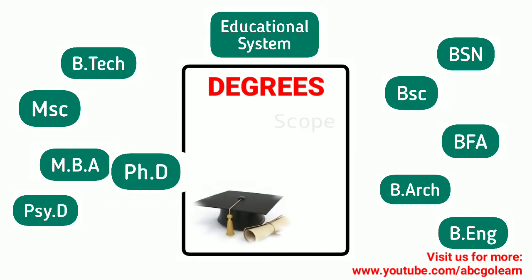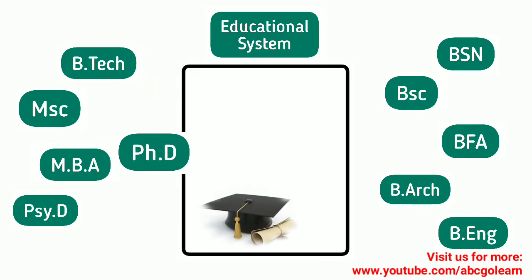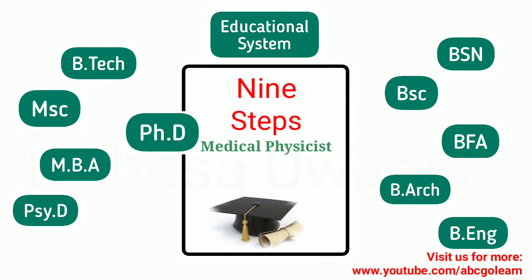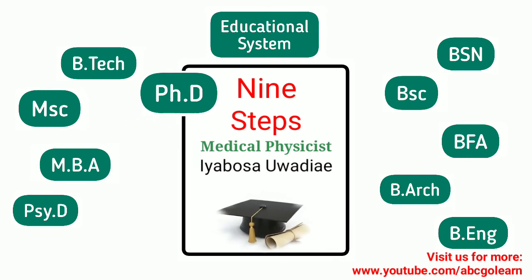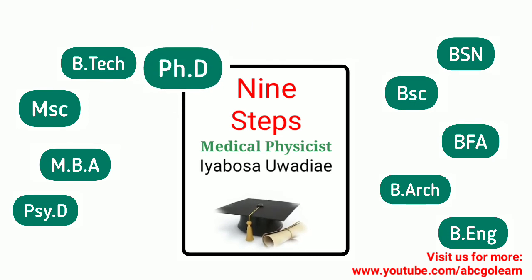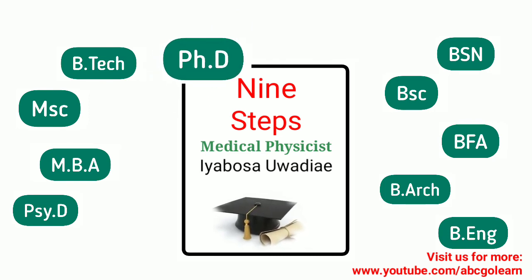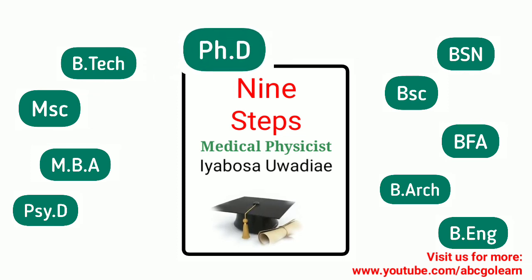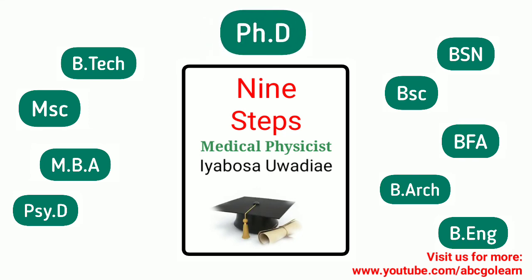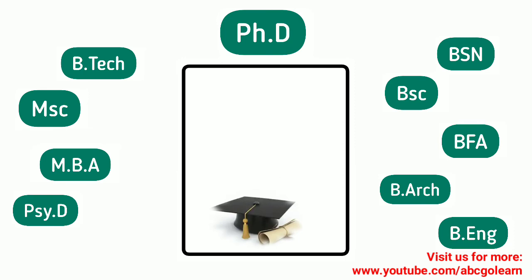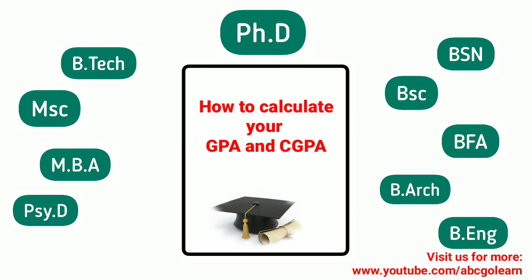Because of this, towards the end of this video, I will talk about the 9 steps a medical physicist, that's Iyabosa Nwandia, talked about. She came from the UK in 2014 after her master's degree to do what? To further her education, that's to get a PhD in Nigeria. We will talk about why she came home, that's to Nigeria, and the 9 steps she talked about on how to be a successful PhD holder in Nigeria. I would also display a video at the end of this video that you can click and watch. That's the video on how to calculate your GPA and CGPA. It will be of help to you as an undergraduate.